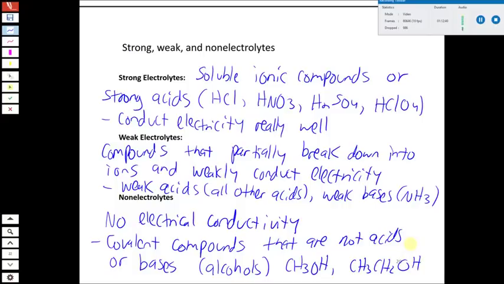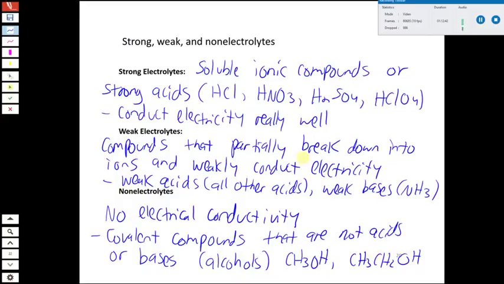Sugar would be another one. I guess I can write that down here. It's a pretty common example. Most sugars are polar covalent compounds. So table sugar, which is sucrose, or other types of sugars, they dissolve in water, but they're covalent compounds, and they don't conduct electricity when they're dissolved because they stay intact as molecules.